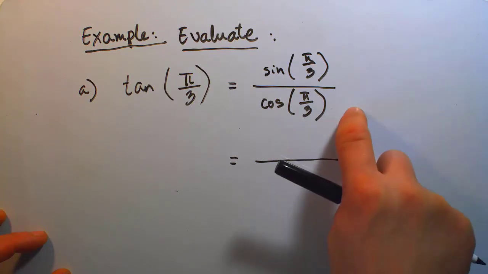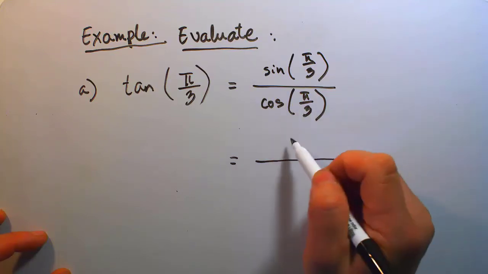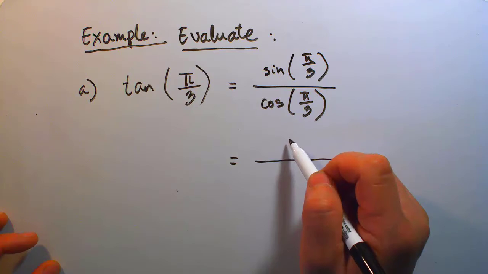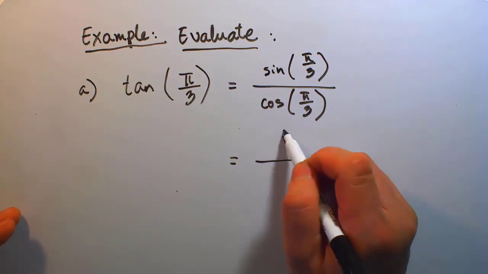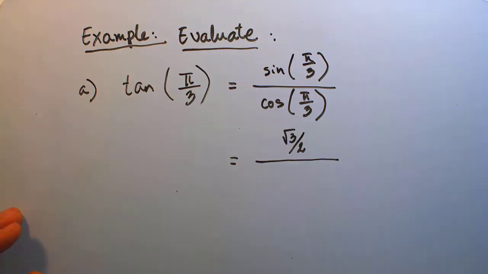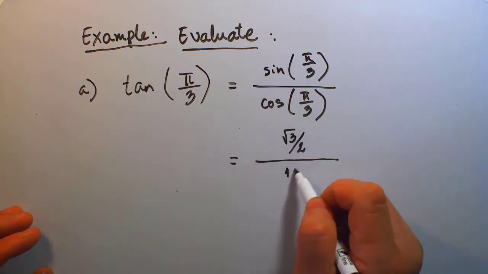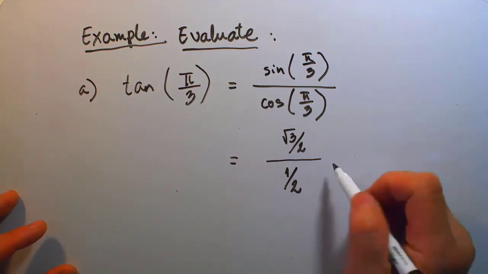So on a unit circle, sine of pi over 3 is that 60-degree angle. So the vertical y coordinate in quadrant 1 on the unit circle is square root of 3 over 2. So that's sine of pi over 3, and cosine of pi over 3 is 1/2. So we need to simplify this fraction right here.